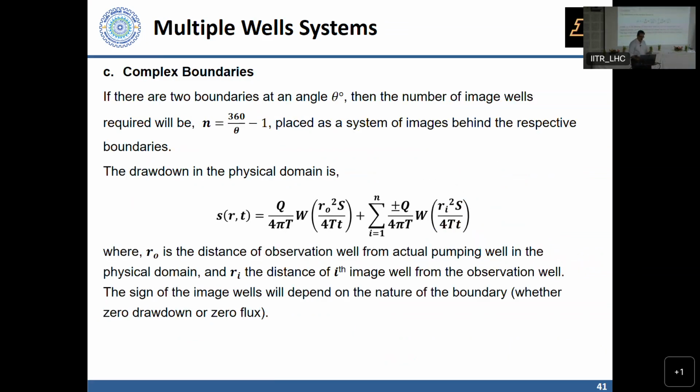So the same idea can be used if you have multiple kinds of boundaries. You can have boundaries at right angles, they can be both impervious, they can be both zero drawdowns, and you would have multiple image wells. You would do the superposition. But the idea is that it's linear and that you're able to add drawdown effects.